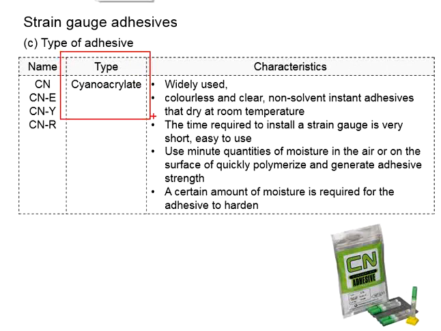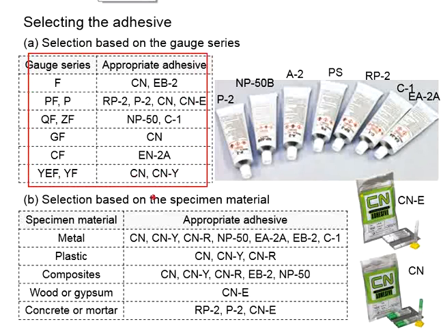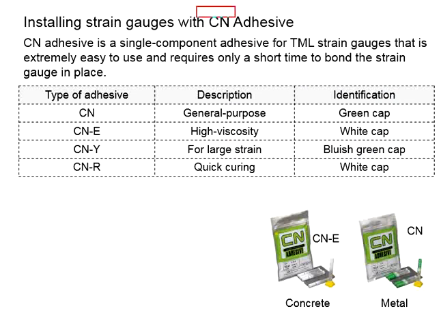There are various types of adhesive. Each type has its own function and application. We're going to discuss CN adhesive as it is the most popularly used for the installations of the strain gauge. This CN adhesive is a single component adhesive used together with TML strain gauge, and it is very easy to use, and it only requires a short time to bond with the strain gauge.